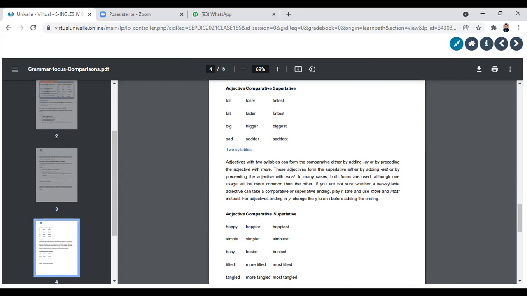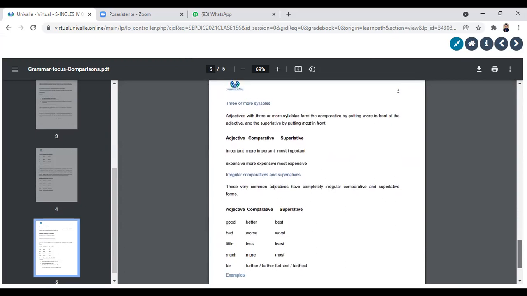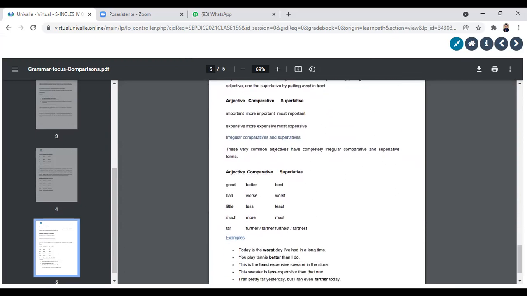For adjectives ending in Y, change the Y to an I before adding the ending. Adjective, comparative, superlative: happy, happier, happiest; simple, simpler, simplest; busy, busier, busiest. And also in here, adjectives with three or more syllables. These very common adjectives have irregular comparative and superlative forms. Examples: good, better, best; bad, worse, worst; little, less, least; much, more, most; far, farther, farthest.